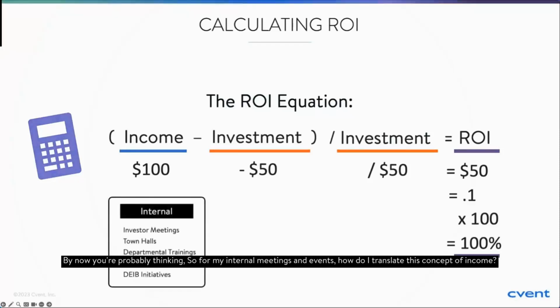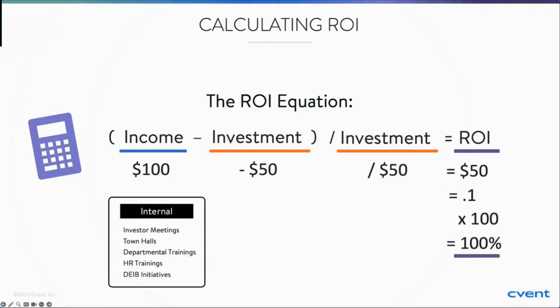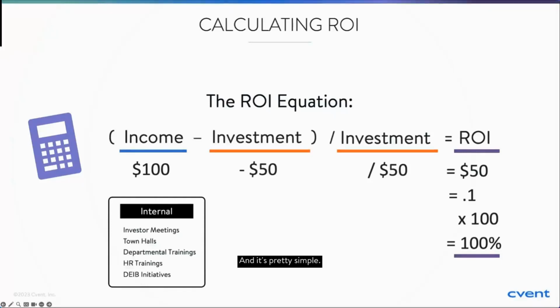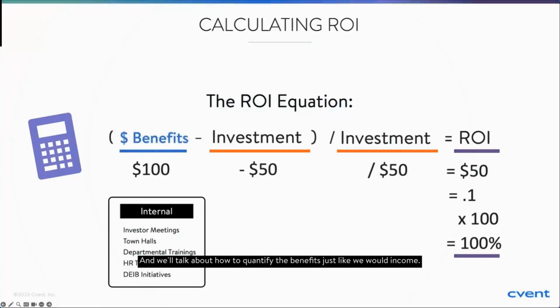By now, you're probably thinking, so for my internal meetings and events, how do I translate this concept of income? Because most of our internal programs don't create income. So we're going to adapt the ROI equation and put it into terms for the meeting and event space. And it's pretty simple. We're going to replace income with benefits. And we'll talk about how to quantify the benefits just like we would income.